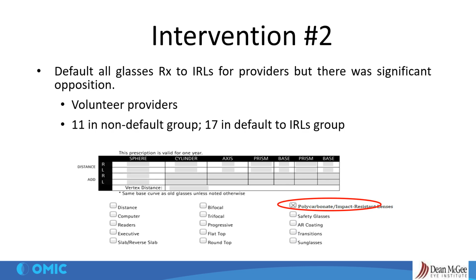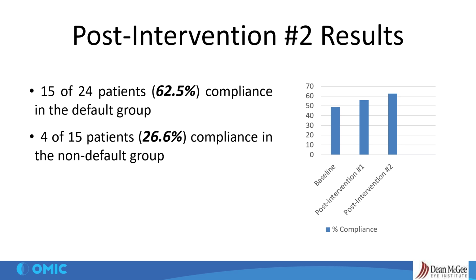But we still wanted to do better, so we undertook a second intervention. Initially, we wanted to default all prescriptions to impact-resistant lenses that the providers could uncheck if they wanted, but some doctors didn't like the idea at all. So we asked for volunteers for each group, and we got 17 doctors to agree to the default, whereas 11 did not participate. After a little over a month, this showed a dramatic difference in compliance between groups, with nearly 2.5 times more patients getting prescriptions for impact-resistant lenses in the default group. And there was also a small increase from the first intervention as well, up to 62.5%.